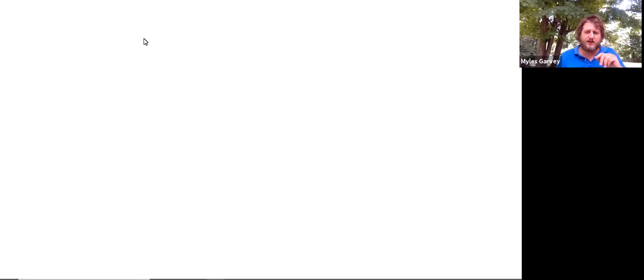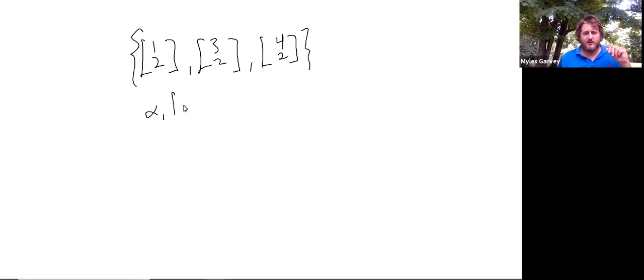Suppose that we have three vectors, right? 1, 2, 3, 2, 4, 2. My question is, are these linearly dependent, taken all together? Can I find a linear combination of the two to write the third?